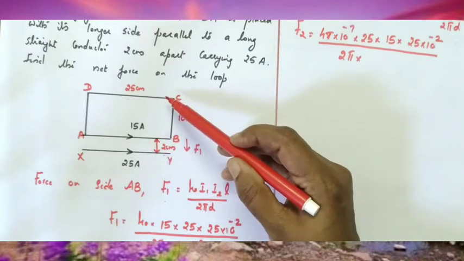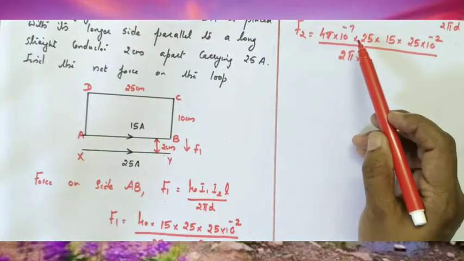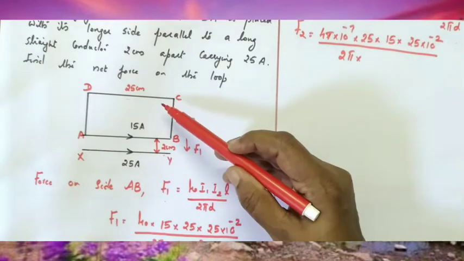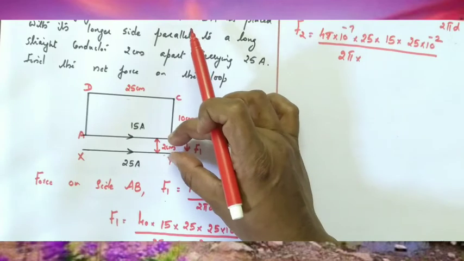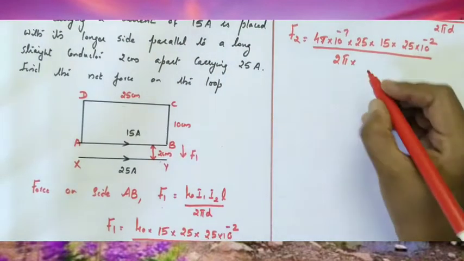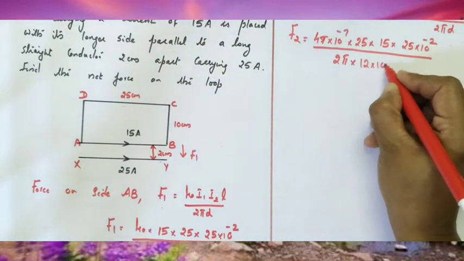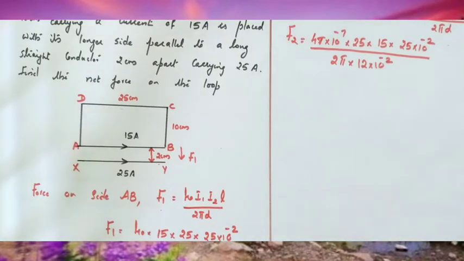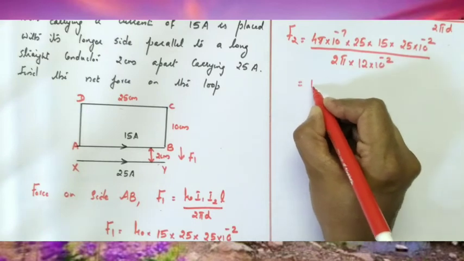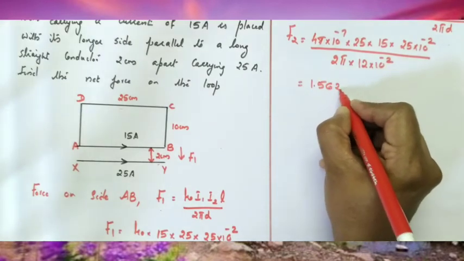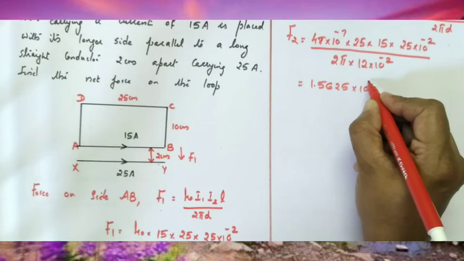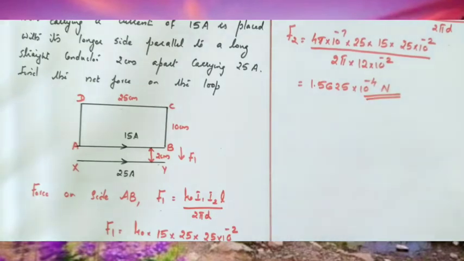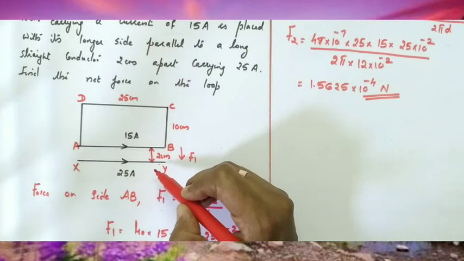So, what is the force acting on CD? Formula we have taken and substitute the value. And what is the distance between CD and XY? This is 10 centimeter. Here it is 2 centimeter. So what is the total distance? 12 into 10 raised to minus 2. And after simplification, you will get the answer as 1.5625 into 10 raised to minus 4 Newton. So, that is the force acting on CD due to this conductor XY.